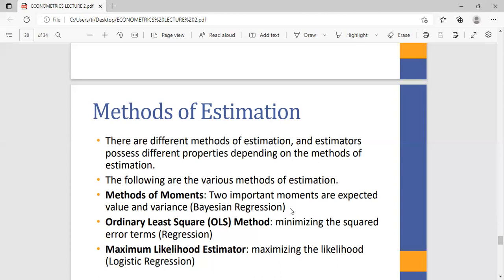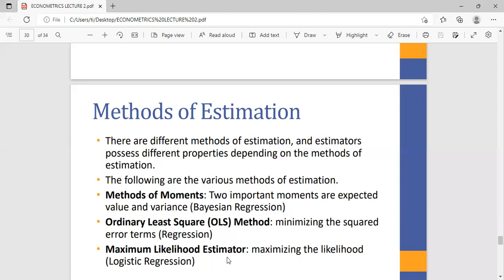So in this method, what we basically try to do is minimize the squared error term. In fact, this is the traditional or frequentist method. It is called the ordinary least squares method. In fact, this is the most important tool in econometric analysis.